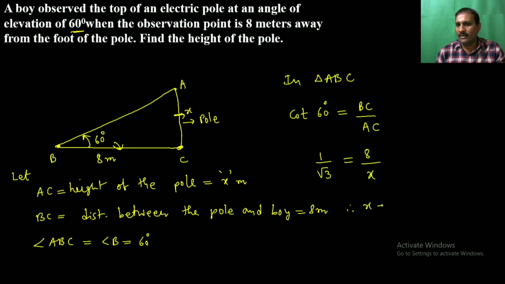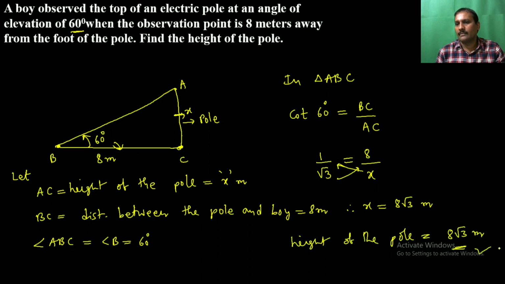Therefore, cross multiplying, x is equal to 8 root 3 meters. So what is x? The height of the pole. The height of the pole is equal to 8 root 3 meters. Okay, next.